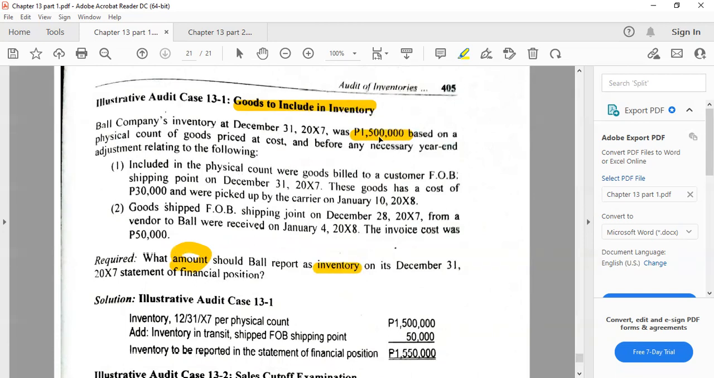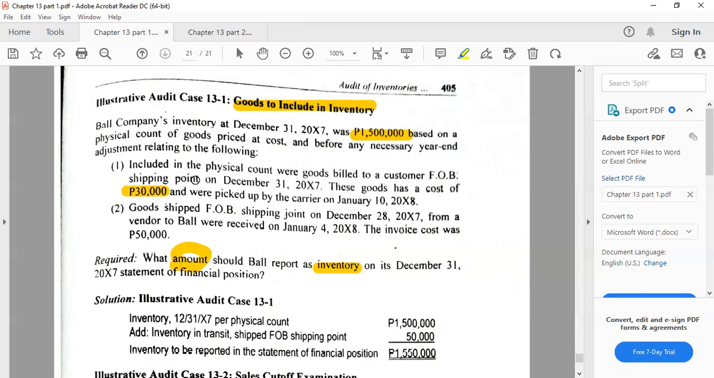Okay, so based on the physical count, that's 1,500,000 daw. And then before taking into account these two items. First, included in the physical count were goods billed to a customer FOB shipping point on December 31. These goods has a cost of 30,000 and were picked up by the carrier on January 10 the next year. So na-appeal daw dire ang 30,000. Ang kana kuno nga 30,000 FOB ato kuno na siyang gibaligya sa isa a customer FOB shipping point.